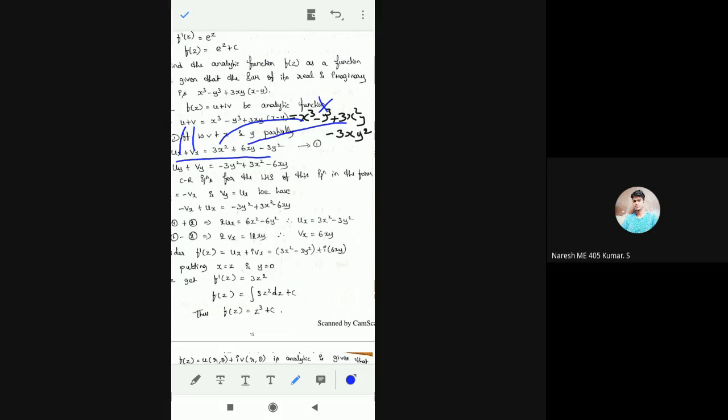Next, differentiation of 3x square y, 3 is constant, y is constant. Now x square differentiation is 2x, so 2 3s are 6, so it is 6xy. Next, minus 3x y square, so minus is constant, 3 is constant, y square is constant, so all we kept as it is, but differentiation of x is 1, so minus 3 into 1 is minus 3y square. So this is about equation number 1.